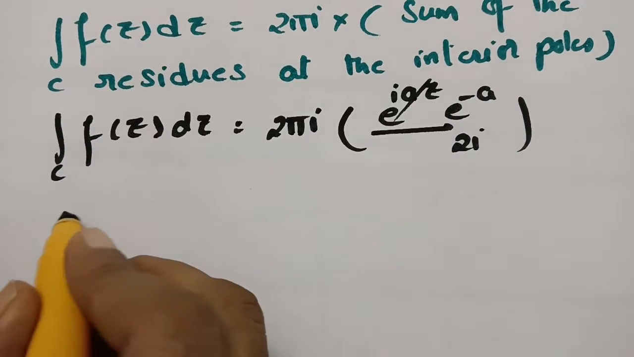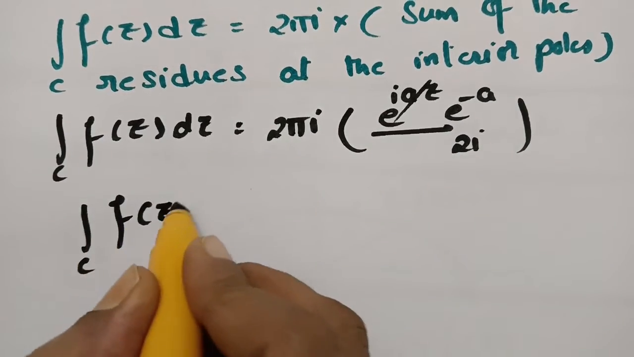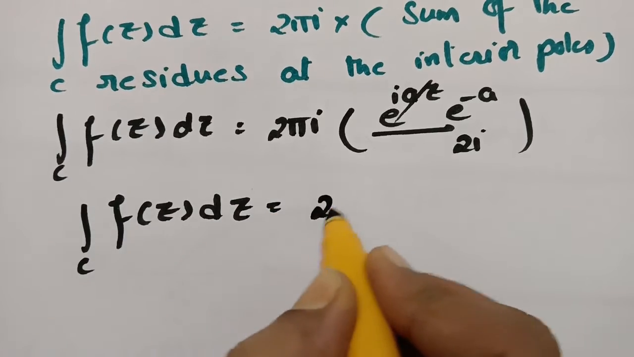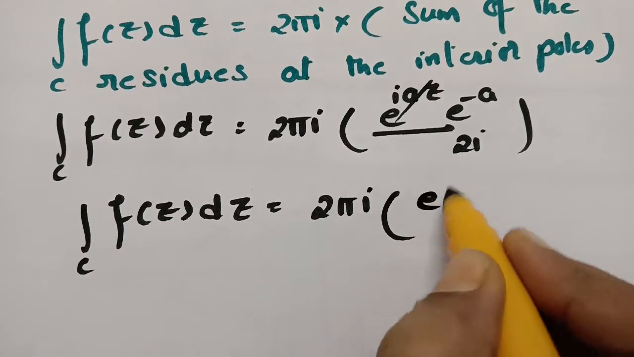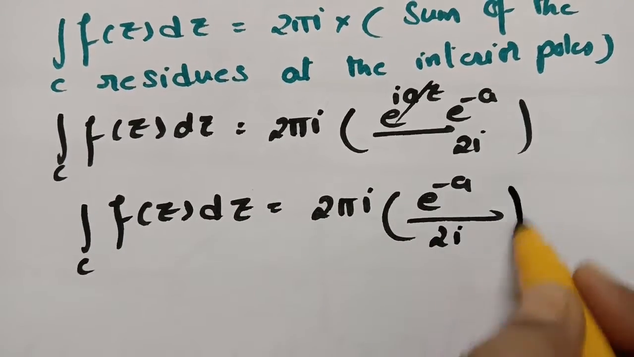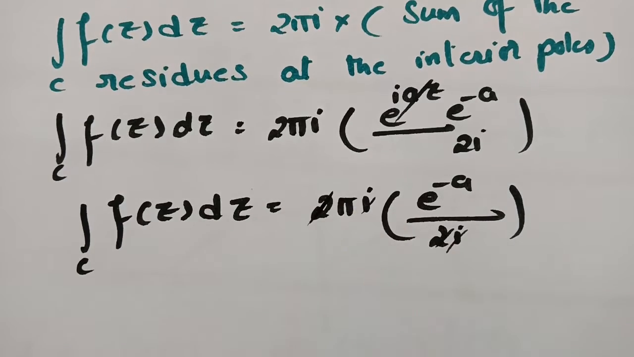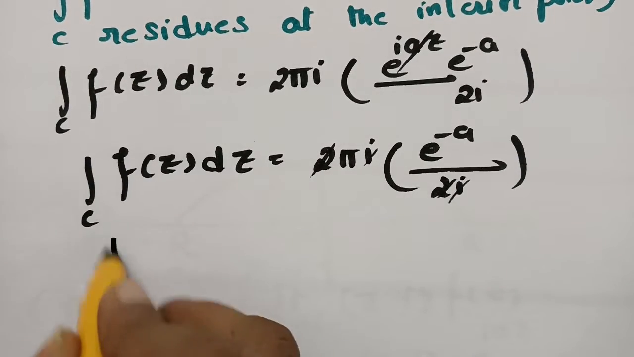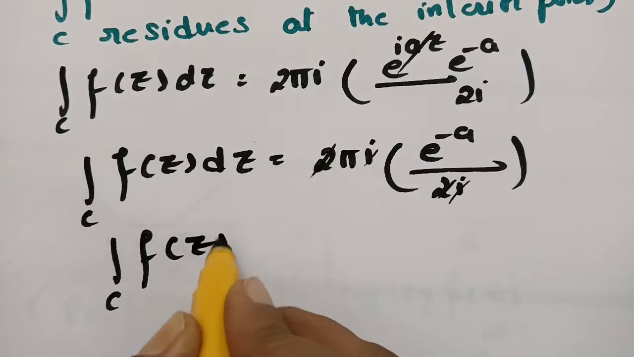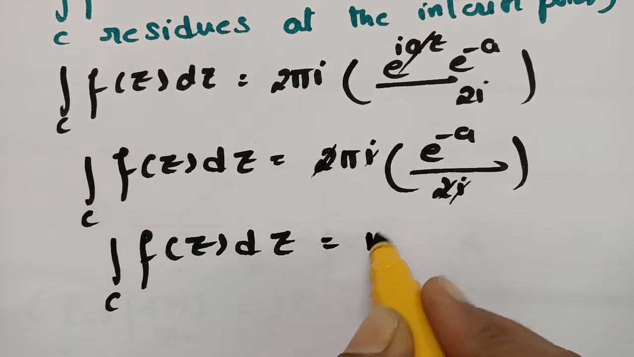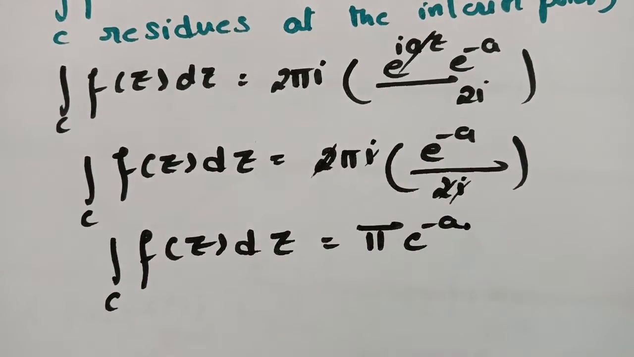So the integral over C of f(z) dz is equal to 2 pi i times e to the power minus a by 2i. Now we can cancel the 2i and 2i, and what remains is that the integral over C of f(z) dz is equal to pi times e to the power minus a.